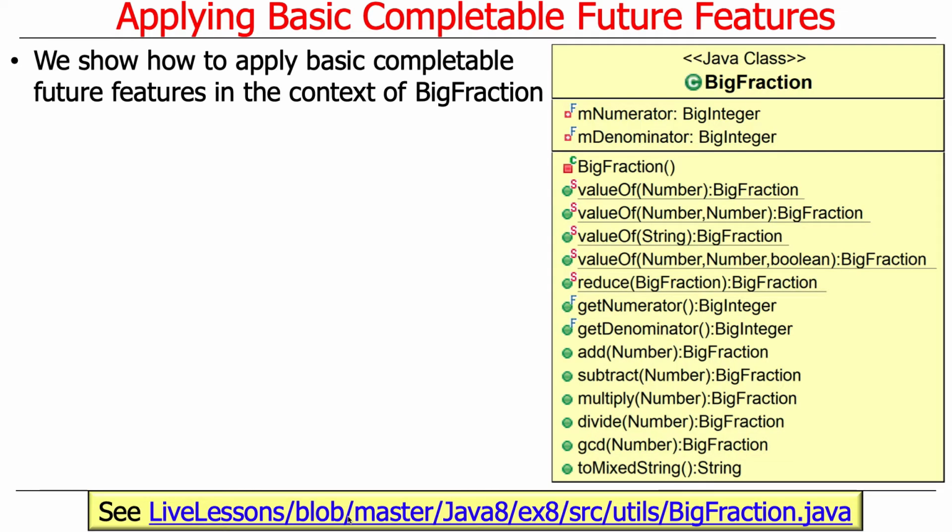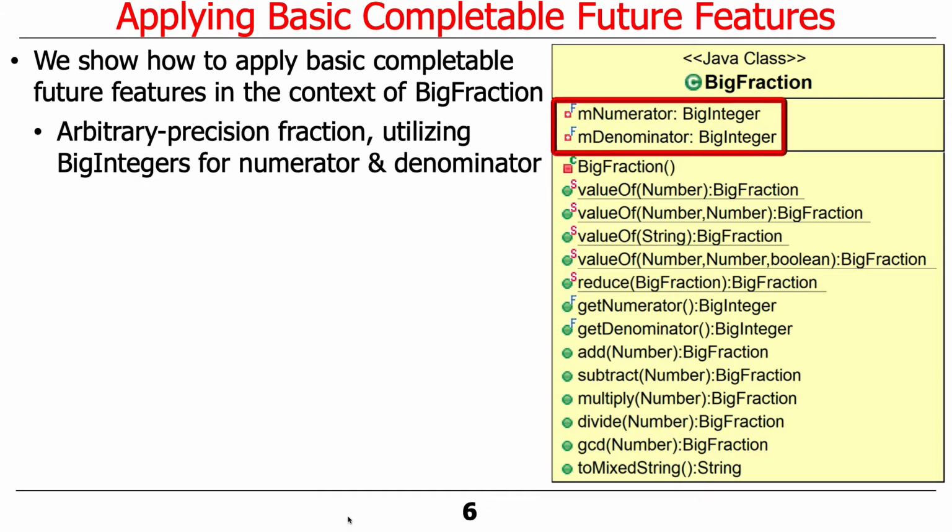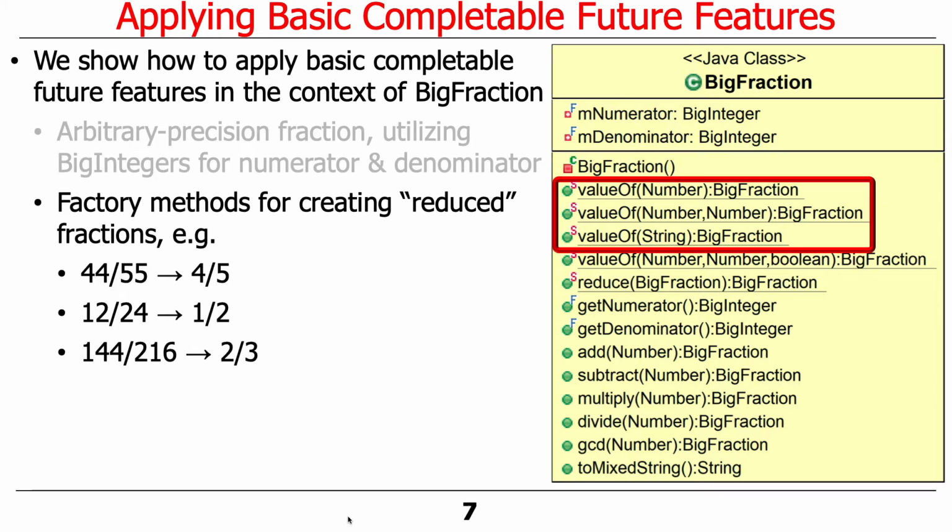So I think I mentioned this before, but a big fraction is a class that allows you to do arbitrary precision fractions. And the reason it allows arbitrary precision fractions is it has big integers for both the numerator and the denominator of the big fraction. And big integers are these arbitrary precision integer values.